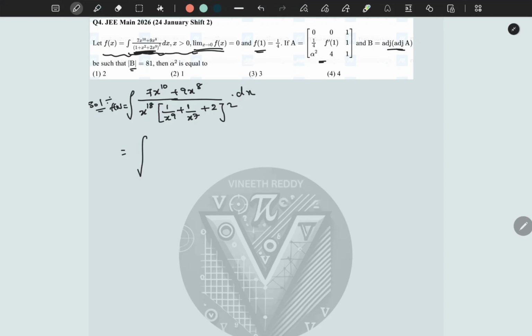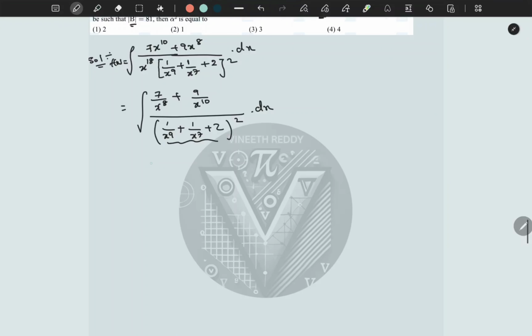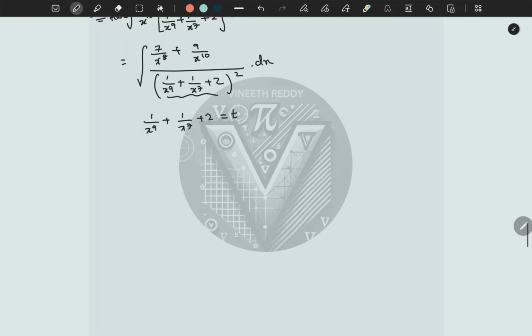So if I take x power 18 from the denominator to the numerator, then we get 7 divided by x power 8 plus 9 divided by x power 10, by 1 by x power 9 plus 1 by x power 7 plus 2 whole square dx. Now definitely we can think of taking this as t. So 1 by x to the power 9 plus 1 by x to the power 7 plus 2, if I take it as t, then differentiate with respect to x on both sides.